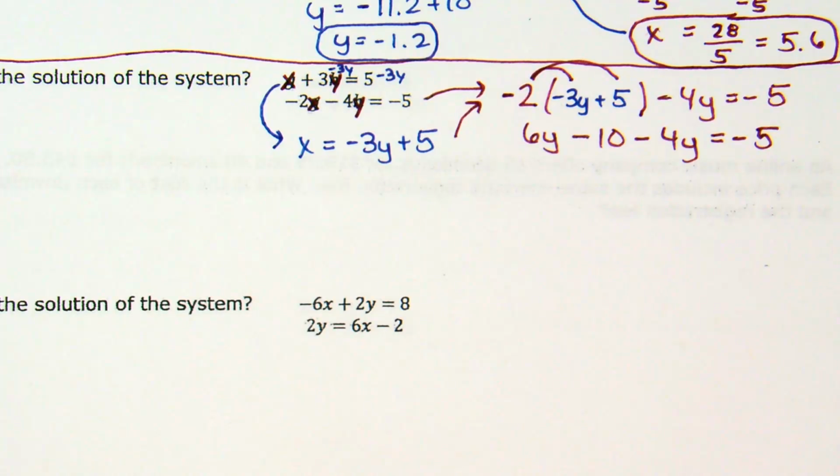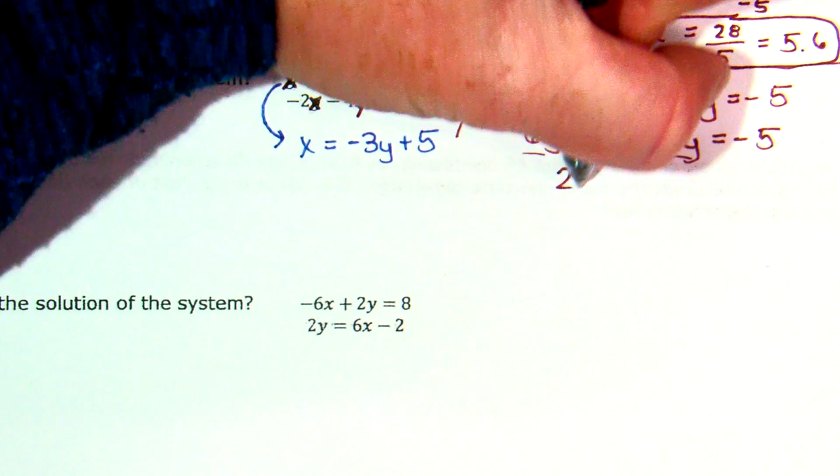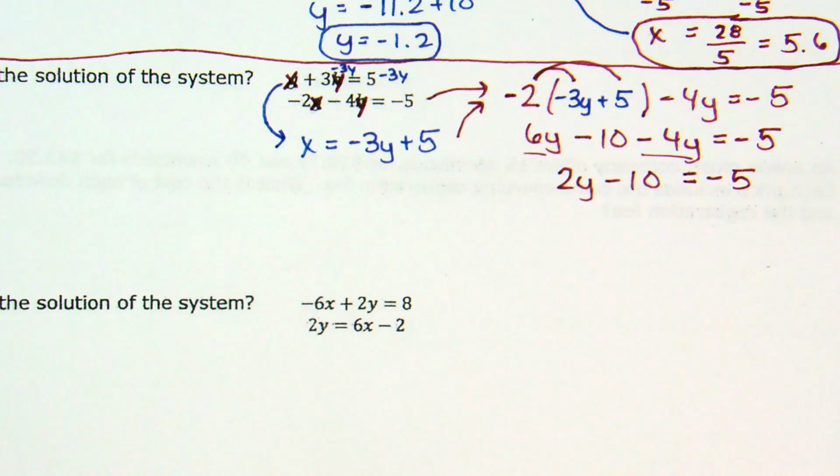Okay, what's next? Combine the like terms. So he's saying combine like terms because we have y's that are on the same side, yes? How do we put those y's together? It's 6y minus 4y. Do what it says because they're already on the same side of the equal sign. 6y minus 4y is 2y. Still minus 10. Still equals negative 5.